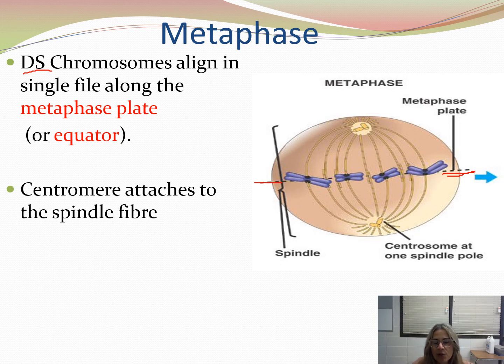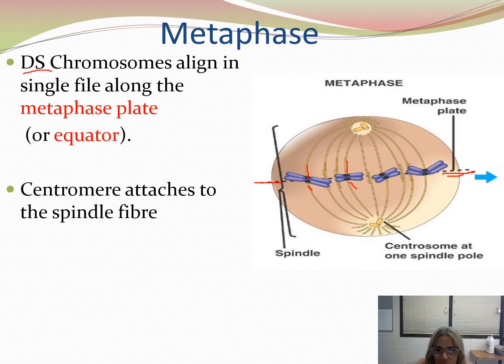So the double-stranded chromosomes are going to line themselves up, and notice that they're attached to spindle fibers there, right? Okay, they aren't just like floating around randomly. The centromeres are connected to those spindle fibers. So during metaphase, we're going to have those double-stranded chromosomes lining up on that metaphase plate in preparation for division.